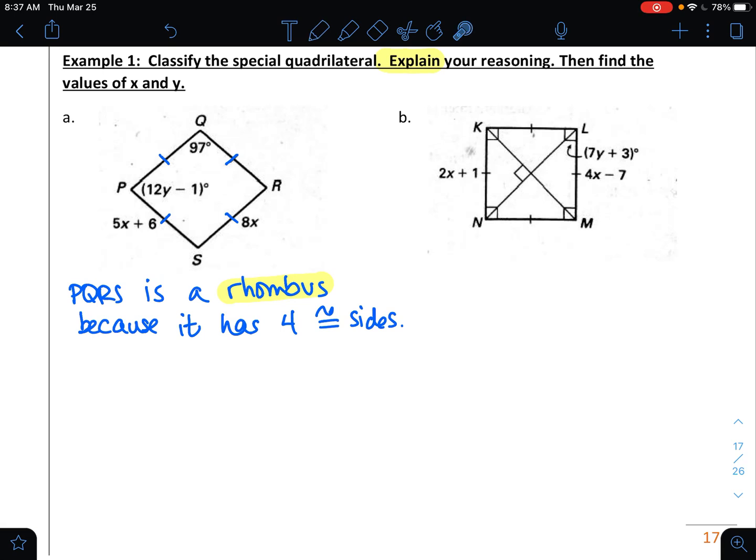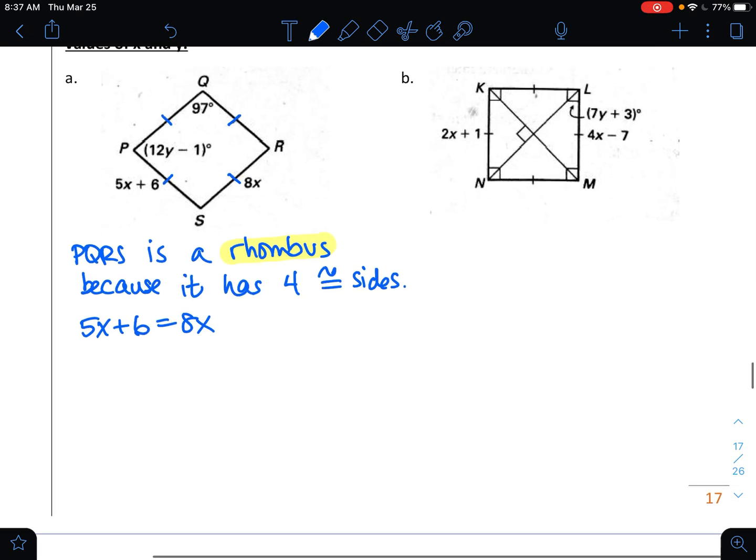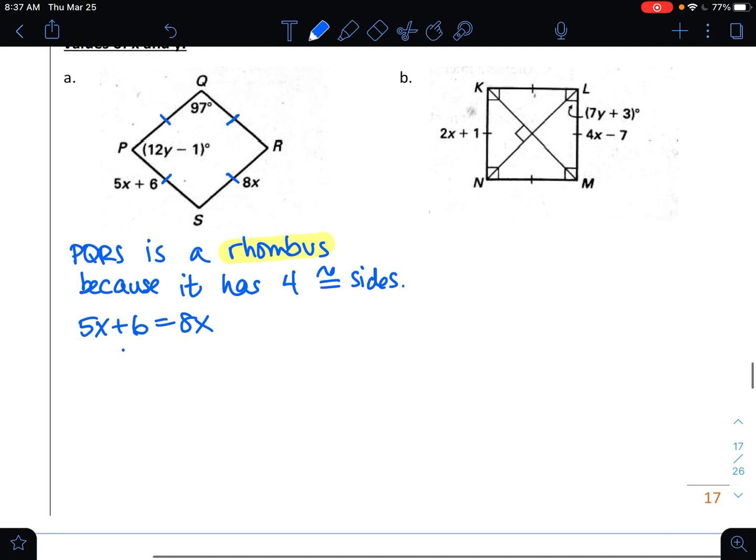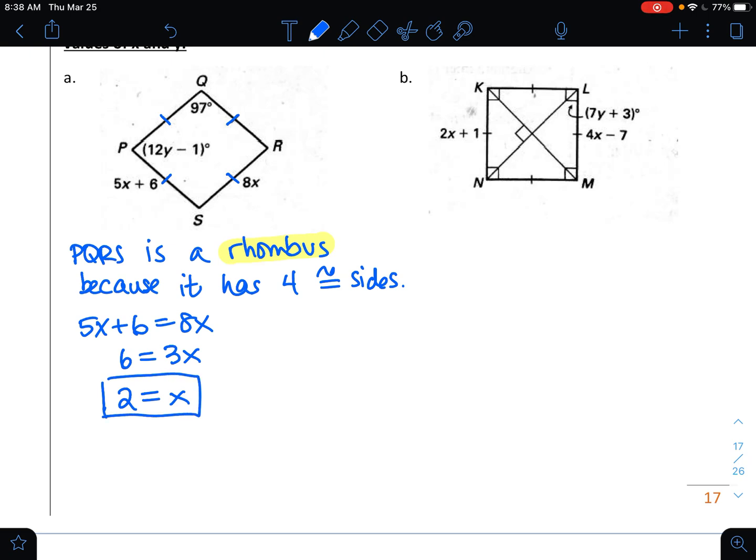Now let's find x and y. I see x is on the side lengths. If these sides are equal, then I can write an equation that sets those sides equal to each other. So I've got 5x plus 6 equals 8x. I will take away 5x from both sides, and 8 minus 5 gives me 3x. Then divide both sides by 3. So x is going to equal 2.